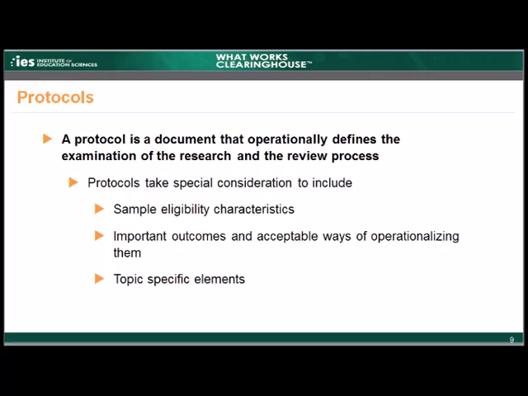Thanks for the overview, Jeff. I think a little more context on protocols is needed here. So currently the WWC has 3 protocols directly related to post-secondary education.